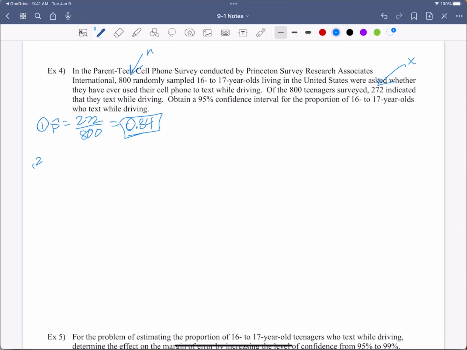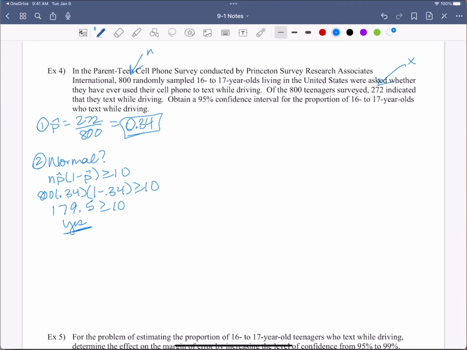So then step 2, I have to determine if this is normal. So n times p hat times 1 minus p hat has to be greater than or equal to 10. So 800 times 0.34 times 1 minus 0.34 has to be greater than or equal to 10. Okay, plug all that into your handy dandy calculator. What do you get? Yeah, I get 179.5. Is that greater than or equal to 10? Yes. Criteria number 1, check. So there's our first criteria.